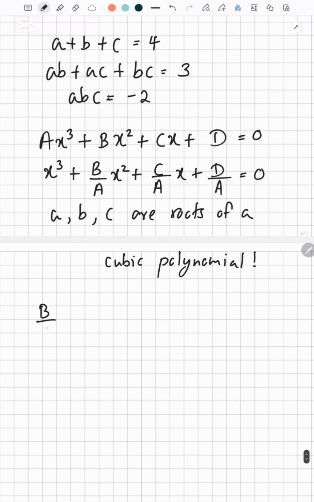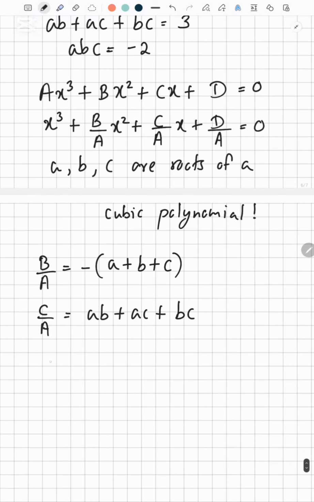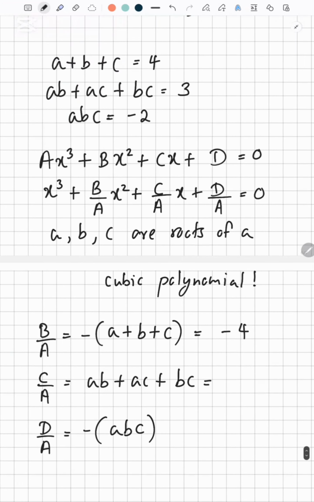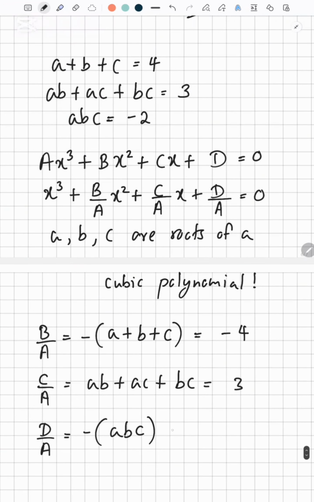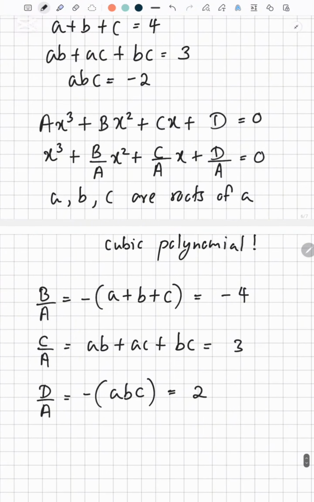So b over a equals minus (a plus b plus c). Okay? c over a equals ab plus ac plus bc. These are the formulas you have to remember. d over a equals minus abc. So this gives you minus 4, this 3, and this 2, right?